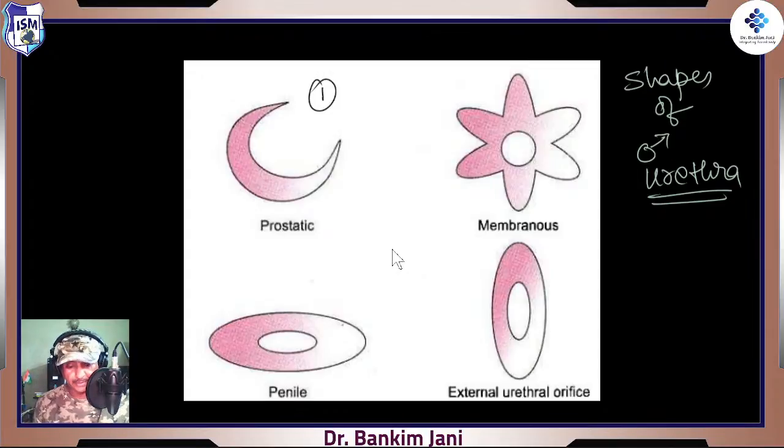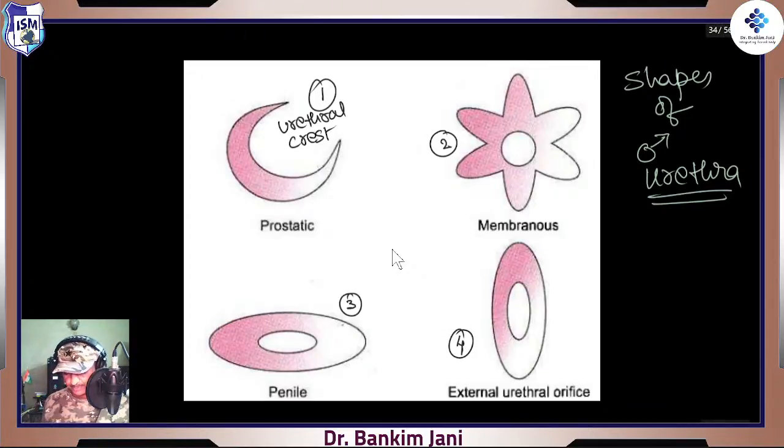Starting with the prostate, that is where it is crescent shaped. So that is the urethral crest, right? Then as it goes into the membranous part, this would be the shape. Then as it enters into the penis, that would be the shape, the penile part. And as it reaches the final opening, the external urethral orifice, it will be oval but longitudinal, right? So these are the shapes.